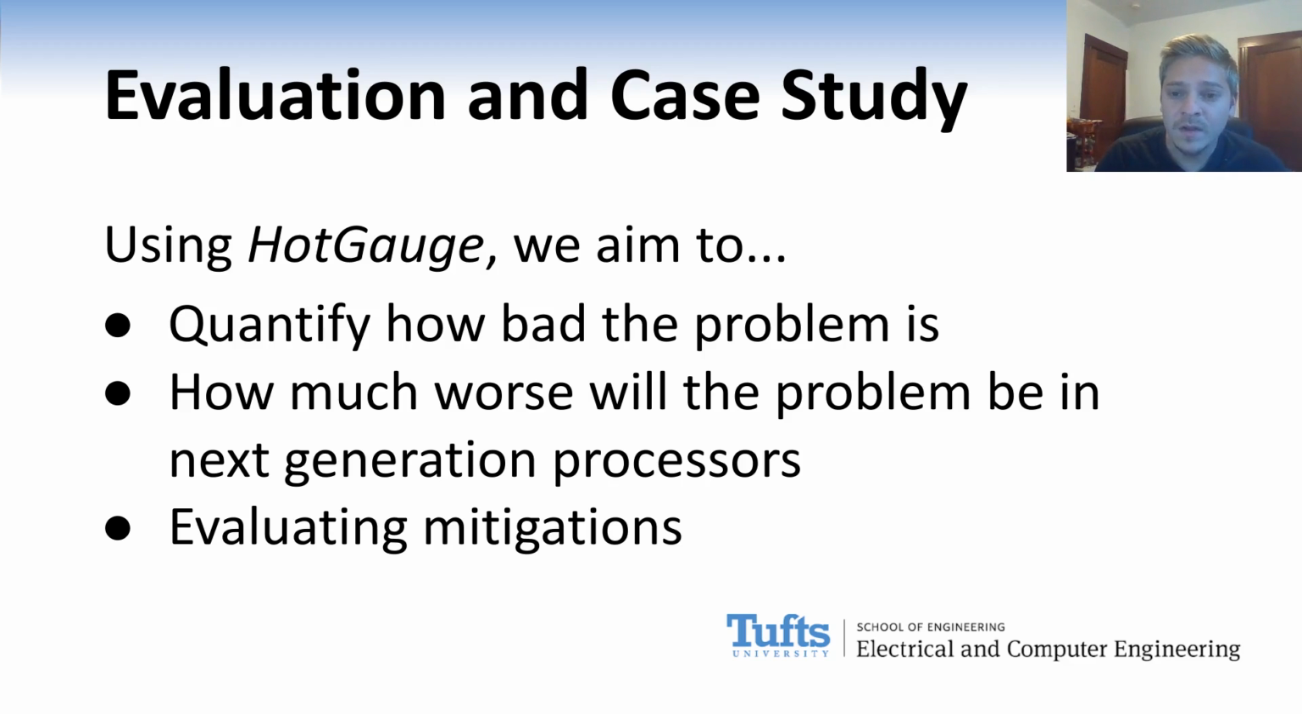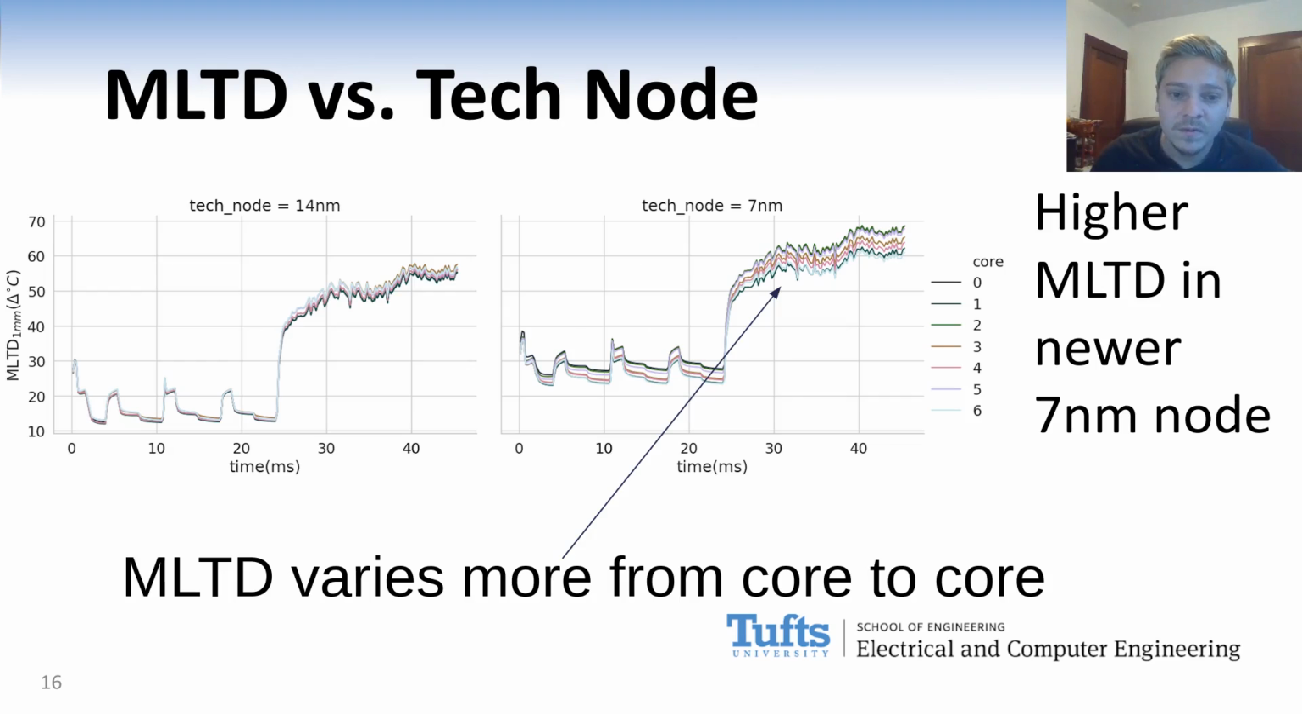For full details, I would encourage anyone to look at the full version of the paper, but I'm going to show a sampling of the data that's found in the paper here in this presentation. First, I want to demonstrate how MLTD changes with tech node. Here you'll see two plots. On the left is the 14 nanometer node, and on the right is the newer 7 nanometer node. And what I've plotted here is the MLTD in different cores across time using the GoBMK benchmark.